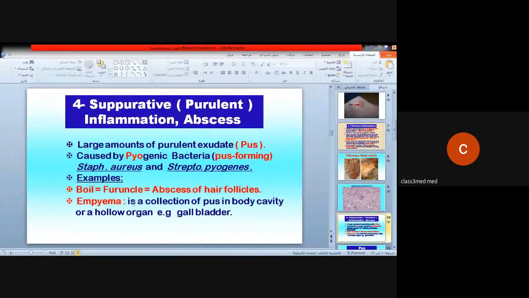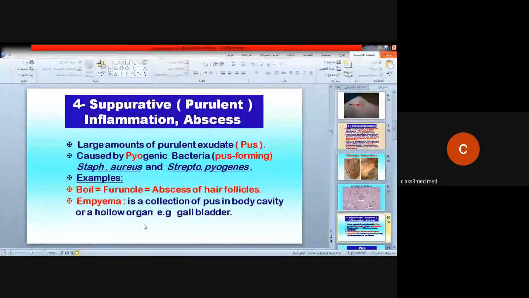Empyema is a collection of pus in a body cavity, such as the peritoneal cavity, the pericardium, or the pleura, like empyema of the pleura or empyema of the pericardium, or a collection of pus within a hollow organ, as in the gallbladder, which is called empyema of the gallbladder.